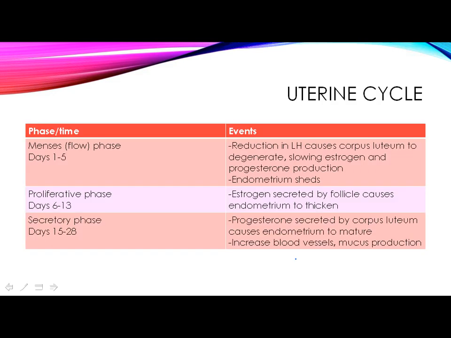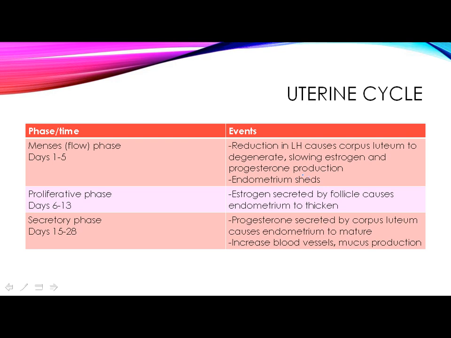So the uterine cycle, we have menses. We don't really talk about that in the ovary because nothing's happening in the ovary during menses. Menses, menstruation, bleeding, flow. It's got all kinds of different names. That's the first 4 or 5 days. And that is the bleeding phase where you shed the endometrium.